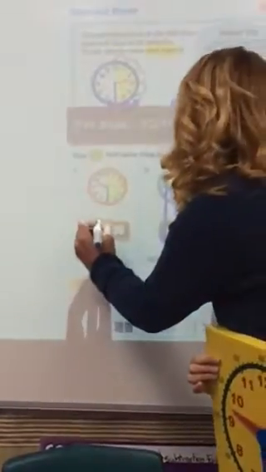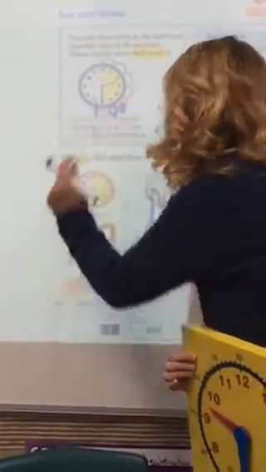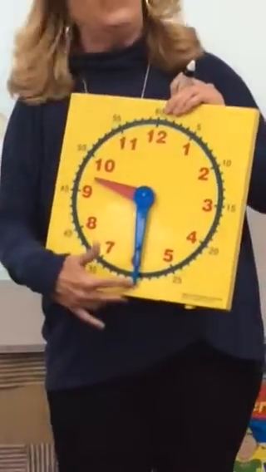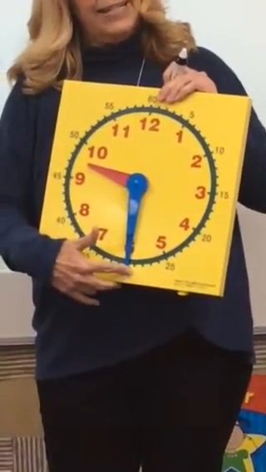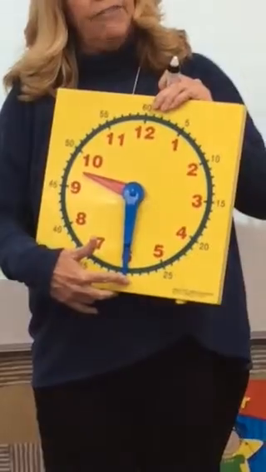And the minute hand's on the 6. So we can count it out, or you can just memorize. If that minute hand's on the 6, it's half an hour. How many minutes in a half an hour? You're right, it's 30 minutes. It's 9:30. All right, the next one.